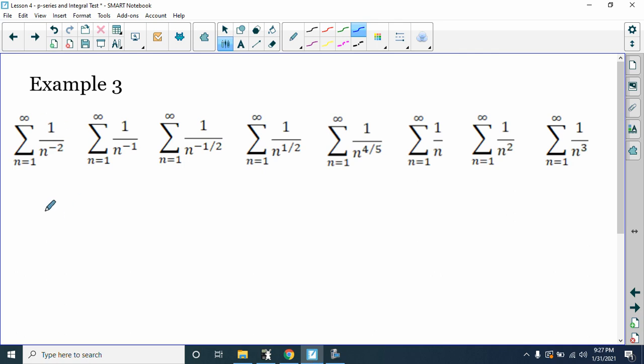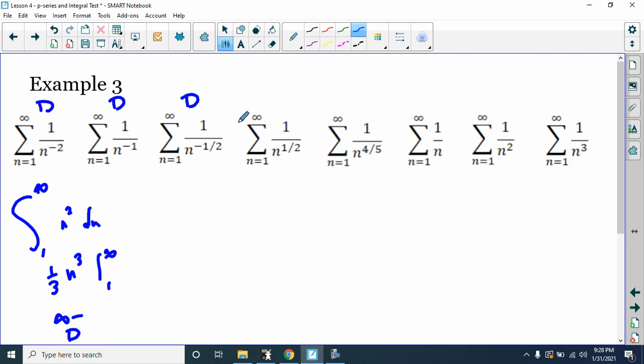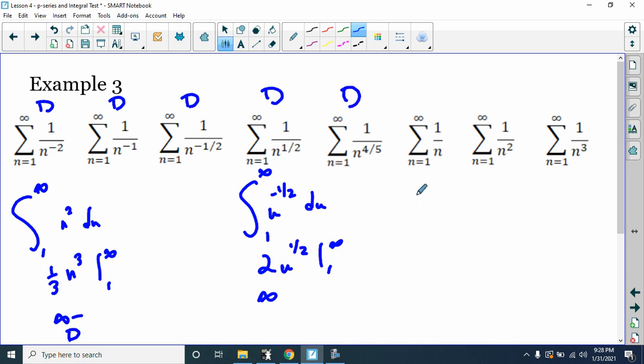All right, so for one like this, we're integrating from 1 to infinity of n squared dn. If I move the n to the negative second up to the top, so I add 1 to the exponent. Plug in infinity, so I get infinity minus something. This one diverges. You should find that this one diverges, this one diverges. This one would be u to the negative 1/2. Add 1 to the exponent, divide by 1/2. Square root of infinity is still infinitely big. This one diverges, this one diverges.